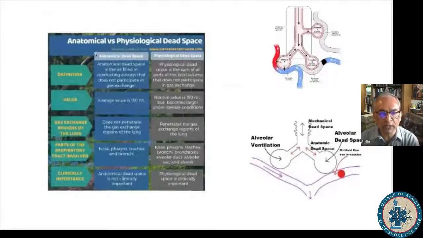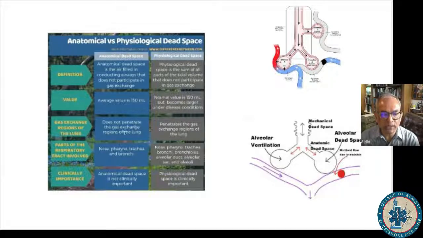So let's look at the difference between anatomical and physiological dead space. Anatomical dead space is the air filled in conducting airways that do not participate in gas exchange, while physiological dead space is the sum of all the parts of the tidal volume that do not participate in gas exchange. Anatomical dead space is about 150 mils, whilst the physiological dead space is 150 mils, but becomes larger under certain disease conditions.